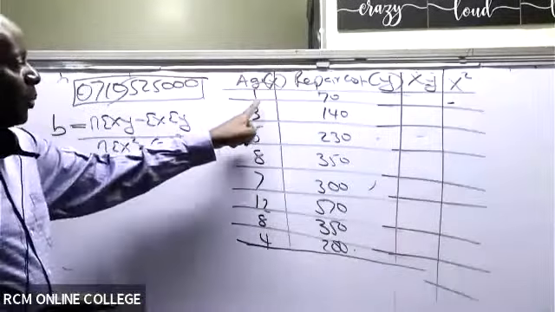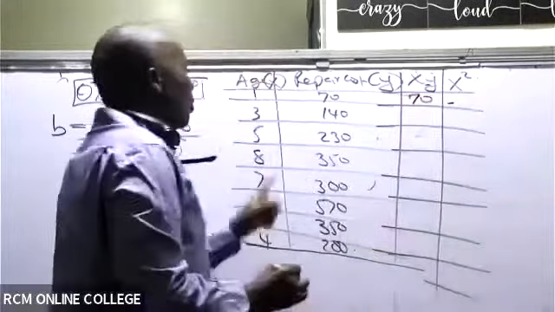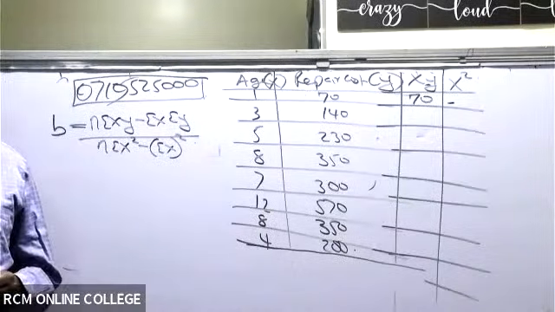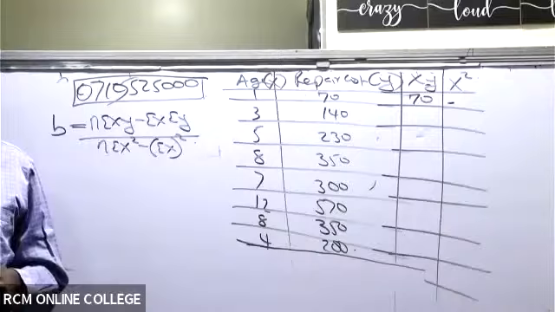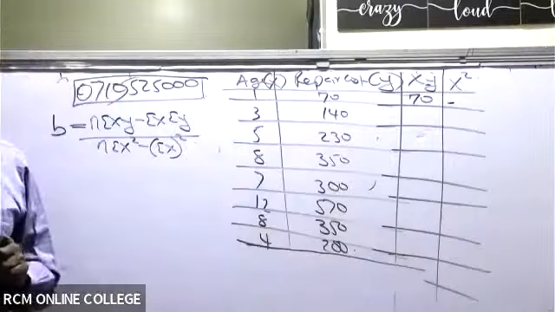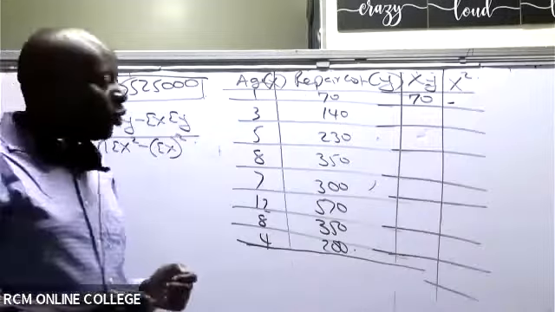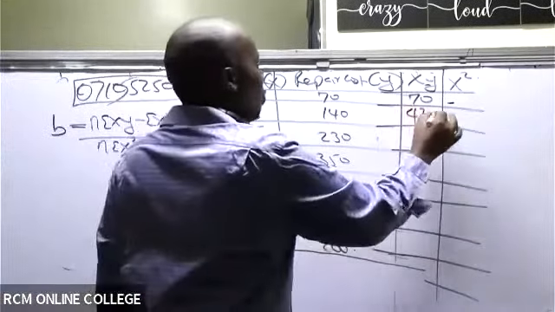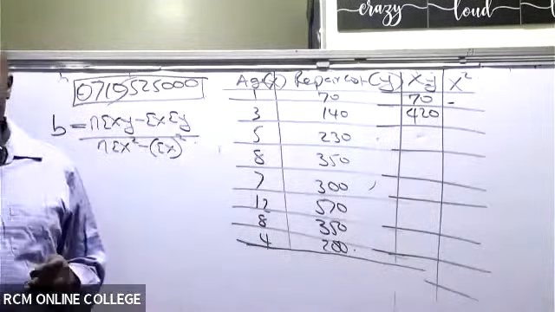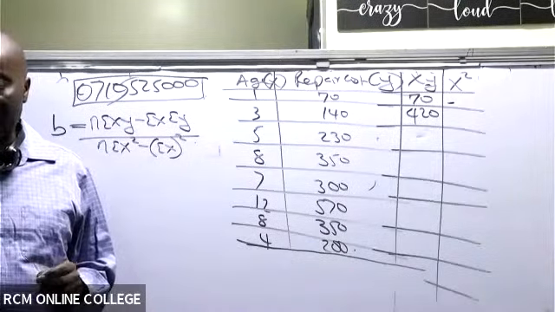So xy means you're multiplying. So 1 times 70, this gives me 70. How about 3 times 140? Can somebody give me 3 times 140? You guys must give me these values. 3 times 140, that gives me what figure? Chitechi Laura, 420. Thank you so much. 420. And then we have here 5 times 230.